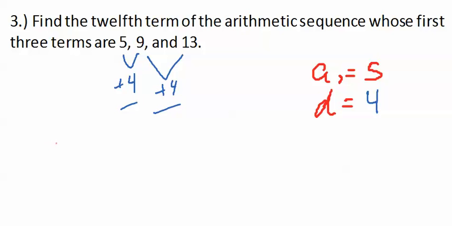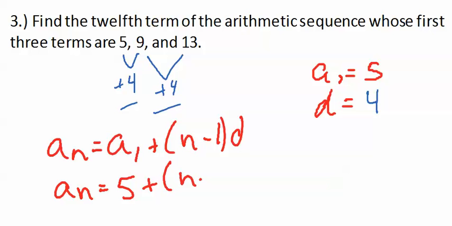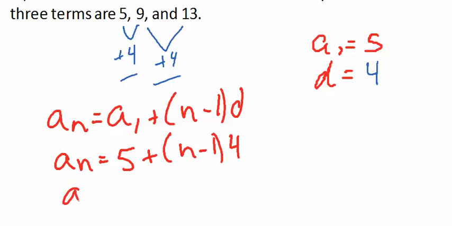So we're going to go back to our general equation. A sub n equals the first term plus the quantity n minus 1 times d. And we'll just plug in. A sub n equals 5 plus n minus 1 times 4. Now, you can go ahead and distribute, get it simplified, or you can plug in right away. I'm going to go ahead and simplify it.